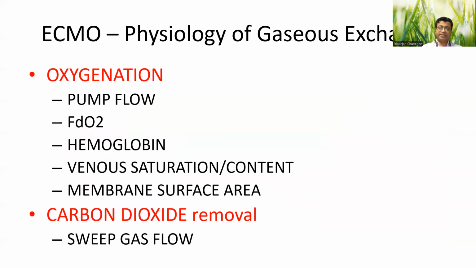Coming to the gaseous exchange, oxygenation depends upon the pump flow. How much blood is passing through the pump? What is the oxygen which you are giving to the membrane lung? How much is the hemoglobin concentration? How much is the venous saturation or the venous oxygen content? And what is the membrane surface area? So as more and more blood passes through the membrane lung, that blood will be getting saturated with oxygen.